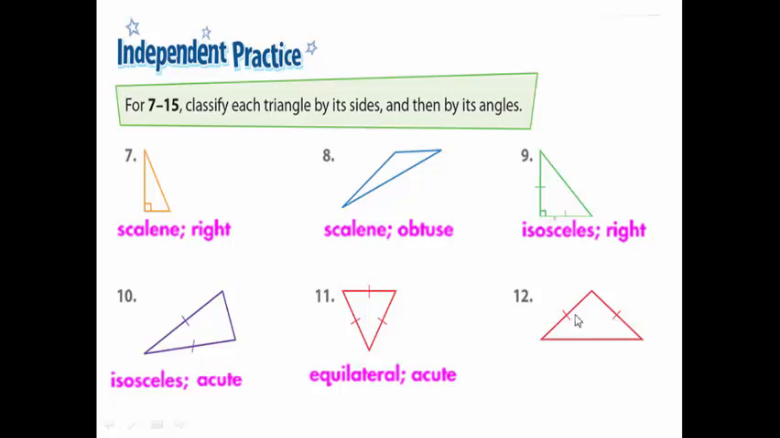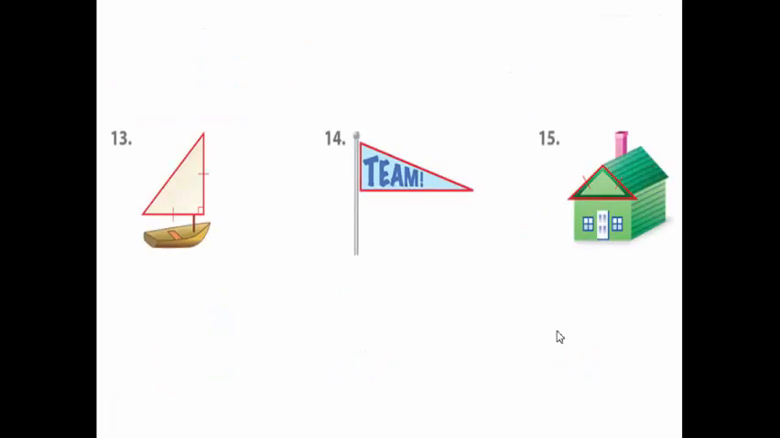And finally I have question number 12. I have here two sides that are equal, so we call it isosceles. And I have three acute angles, so isosceles acute. So here we have the last three questions in our class work today.